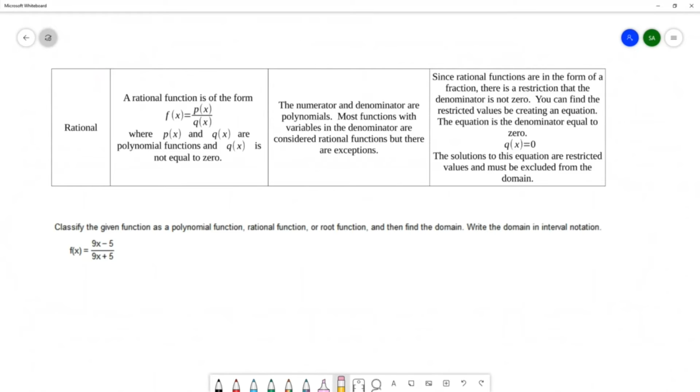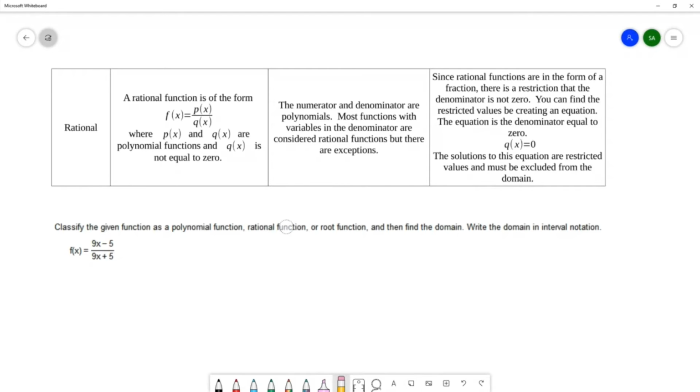For this question, we want to classify the given function as polynomial, rational, or root, and then find the domain. We want to write the domain in interval notation. The function that we're given is f of x equals 9x minus 5 over 9x plus 5. Now I already know that this is a rational function.